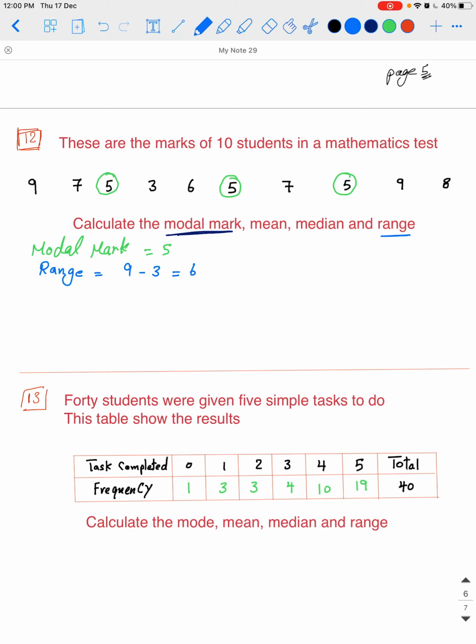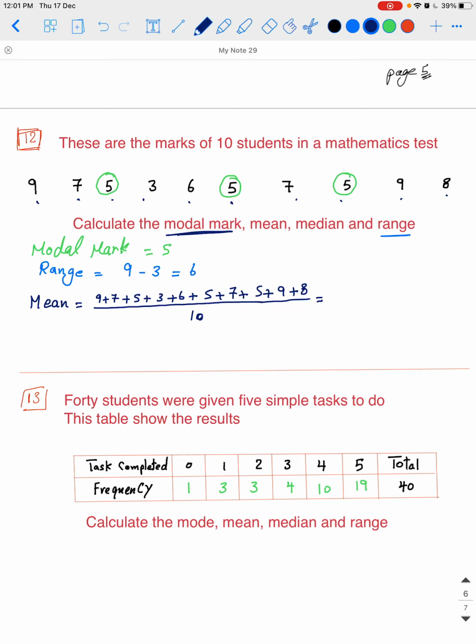Now let's go for the median and mean. Mean first, because mean here is easy. Mean equals, I will add all of the values: 9 plus 7 plus 5 plus 3 plus 6 plus 5 plus 7 plus 5 plus 9 plus 8, then divide by the number of them. We have 1, 2, 3, 4, 5, 6, 7, 8, 9, 10, so I will divide by 10.